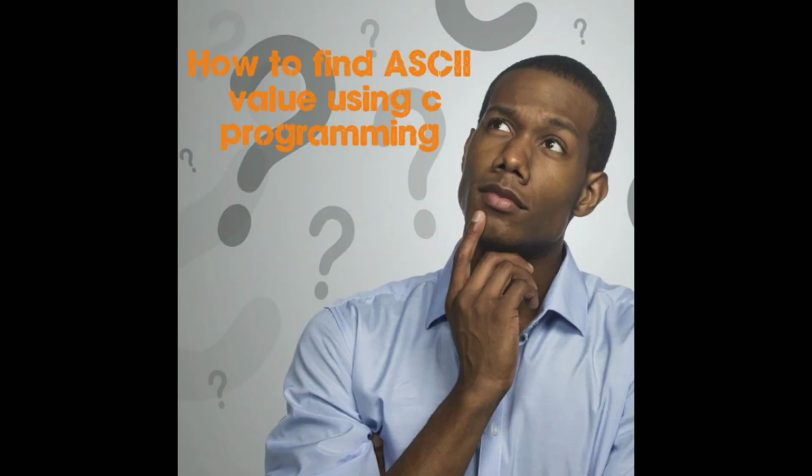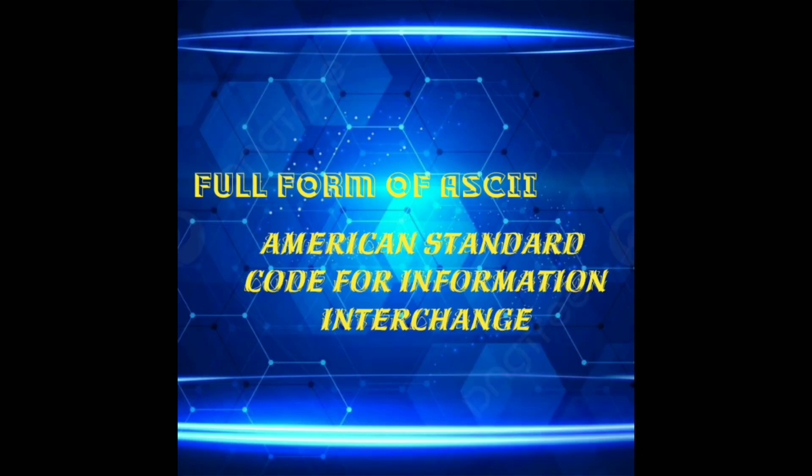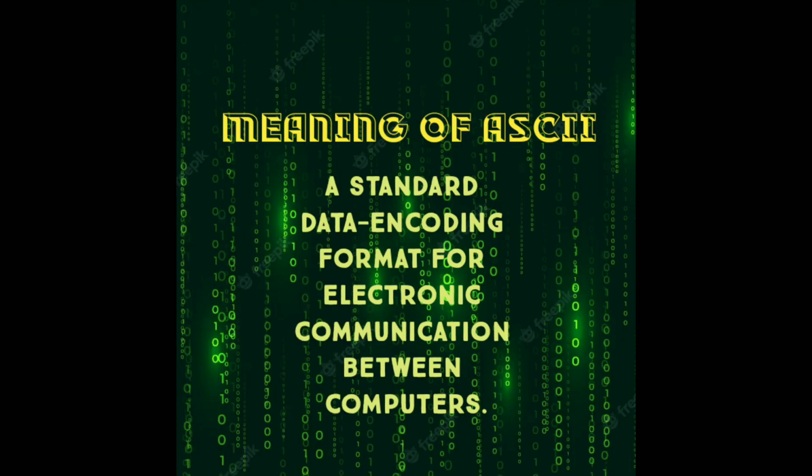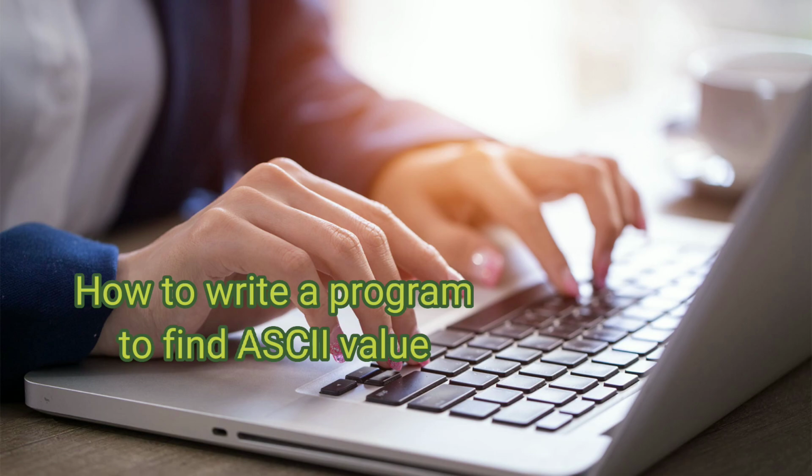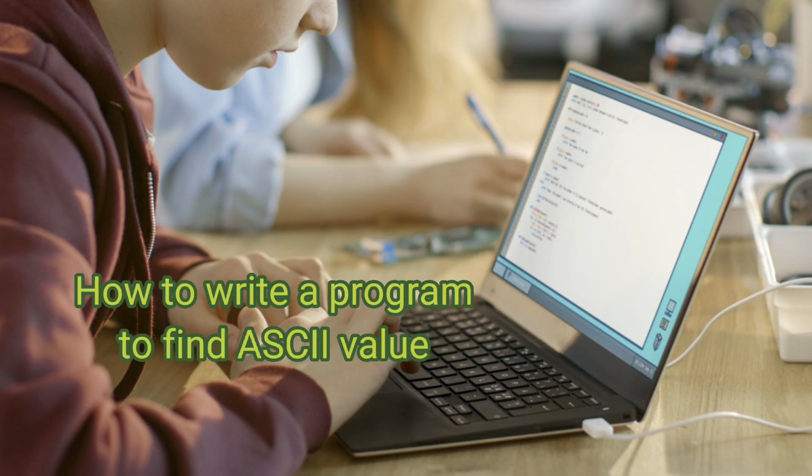How to find an ASCII value using a C program. Full form of ASCII: American Standard Code for Information Interchange. Meaning of ASCII: a standard data encoding format for electronic communication between computers. Now we see how to write a program to find an ASCII value.